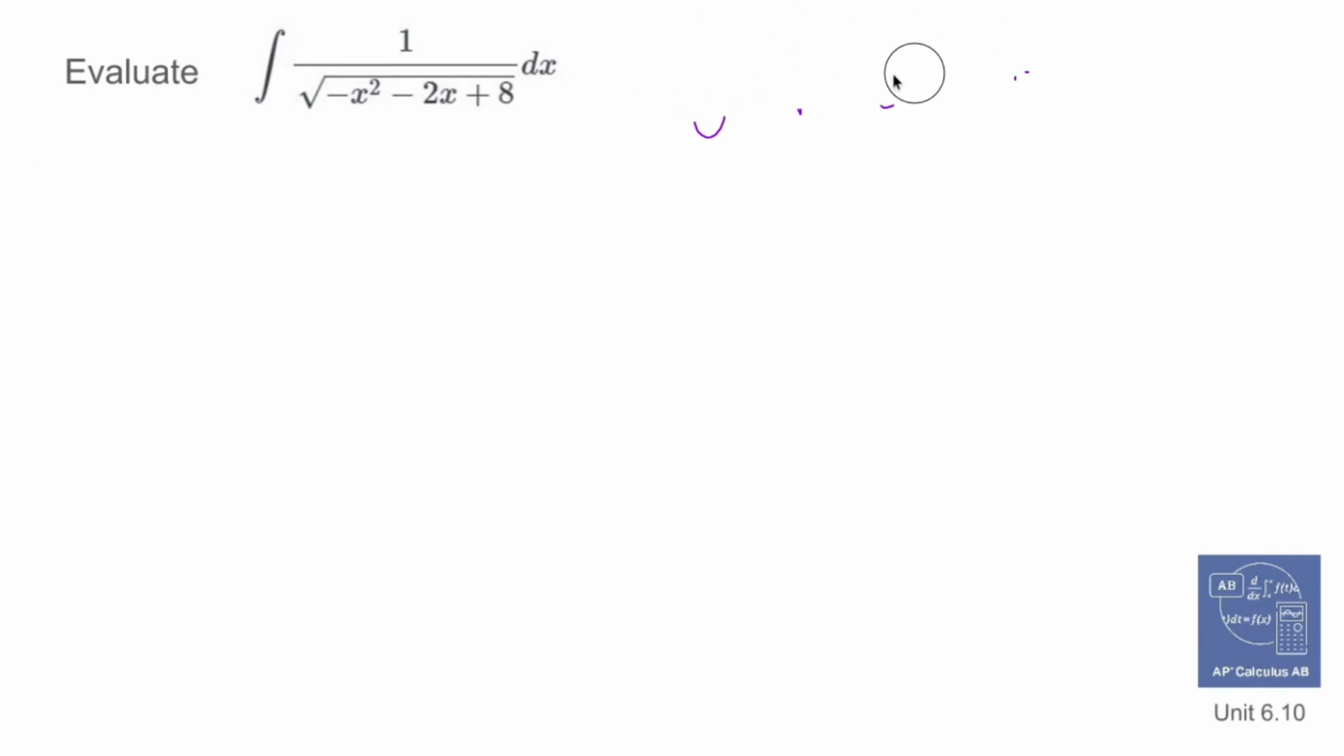Okay, let's get rid of that. I'm going to pull out just the stuff underneath the square root. So negative x squared minus 2x plus 8. And I'm going to think completing the square thoughts. So let's do this. Let's pull out a negative. That leaves me with x squared plus 2x. Let's leave some space right here and keep that plus 8 off to the side.